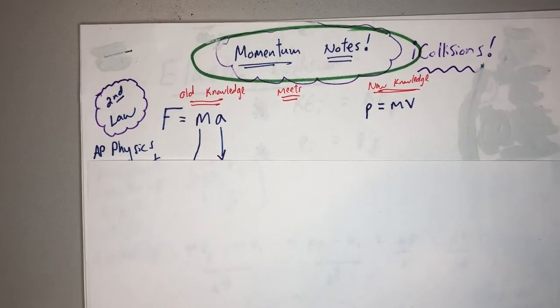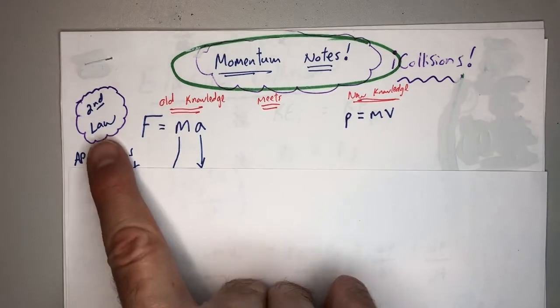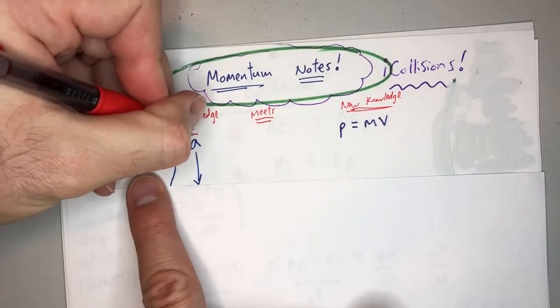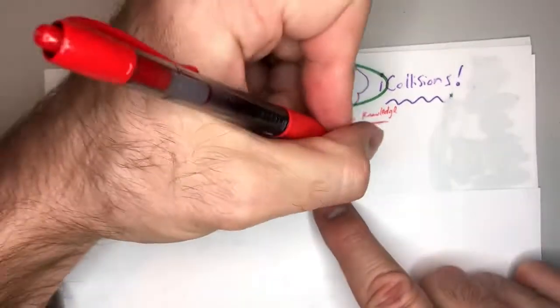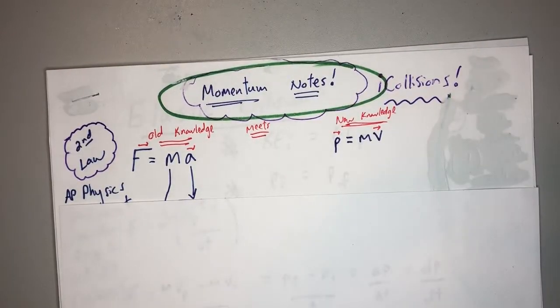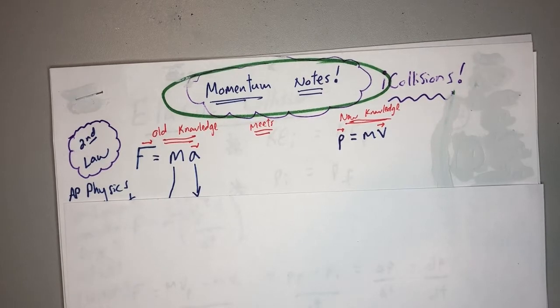So, we're going to talk through some old knowledge with some new knowledge. We know Newton's second law is force equals mass times acceleration. Remember, force is a vector, acceleration is a vector. Don't worry about those arrows yet, they're going to go somewhere. And we know now from the last video that momentum equals mass times velocity. I'm going to show you how these equations are very similar and work neatly together.